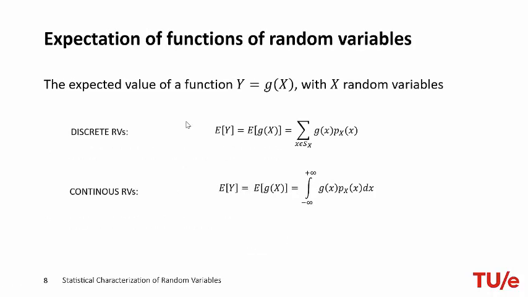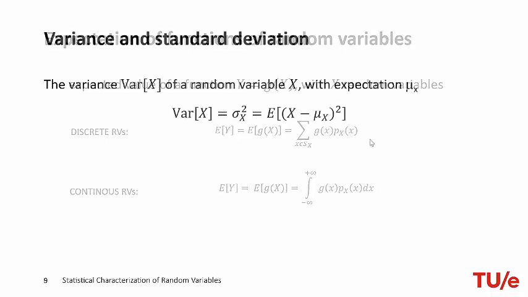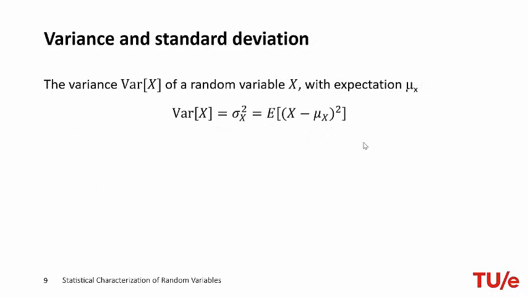The expected value can also be calculated over a function of a random variable. Suppose you have a random variable X and Y, which can be calculated from X by applying a function g. Then the expected value is simply calculated by substituting g of X for X in the formula of the expected value. Another important statistical property of a random variable is the variance. So for a random variable X with the expectation mu X, the variance is calculated simply by taking the expected value of the random variable minus its expectation, squared.